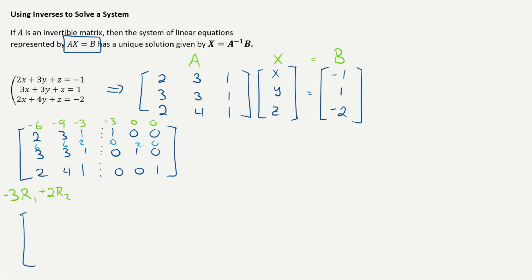Okay, so I'm saying the first row is going to stay the same, but I'm going to get a new second row. So -6 plus 6 is 0, -9 plus 6 is -3, and then I get -1, -3, 2, 0.